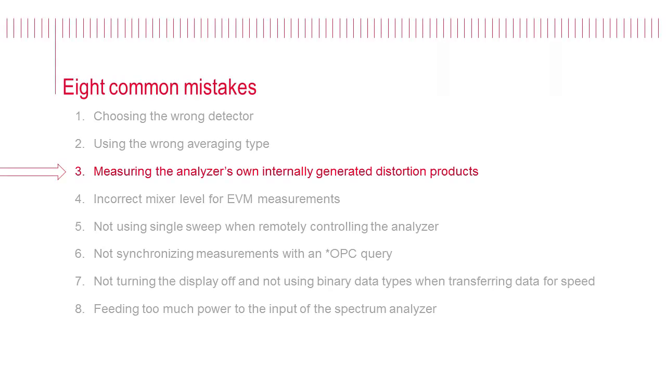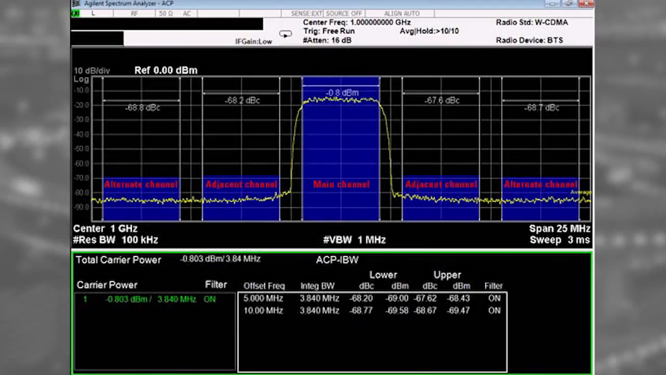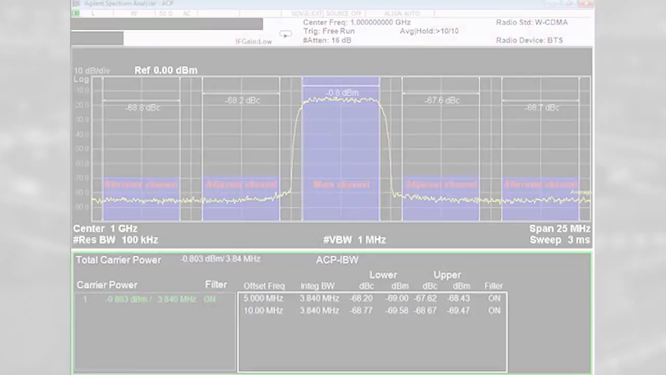The third mistake is measuring the analyzer's own internally generated distortion products. This could be due to third-order intercept, adjacent channel power, or harmonic signals. The amplitude of the distortion products is normally related to the level of the input signal of the device under test. Make sure not to confuse these internally generated signals with your measurement.